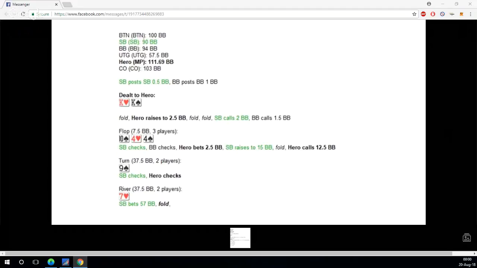So that's my real-time thinking. And then afterwards, thinking about this a bit more critically, with the small blind check-raising and the big blind yet to act, this really should indicate strength. It's something I really wasn't considering at the time. So really his value range is likely ahead of my range.